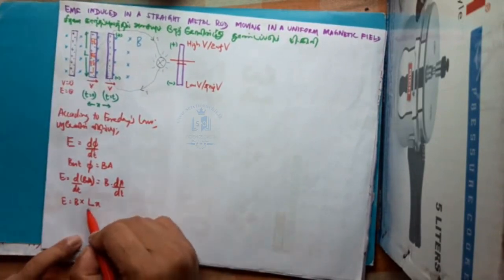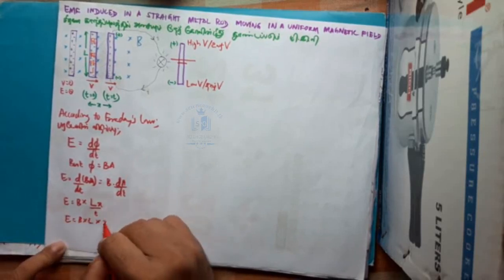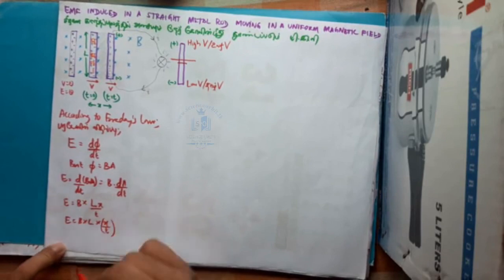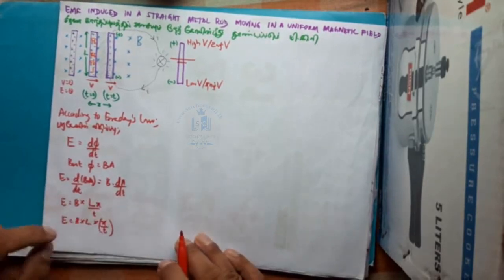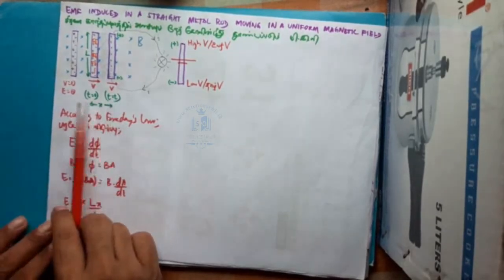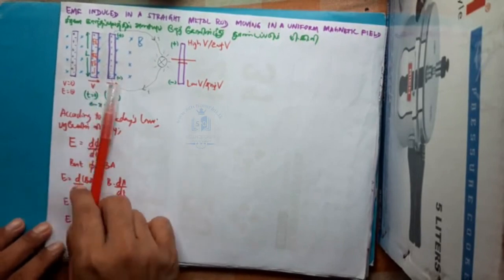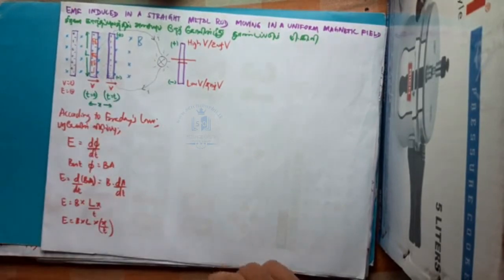And you have divided by time t. And I will make a small change. E equals B into L into x over t. Okay, x and t I am writing together. What is x over t? x is the distance travelled, t is the time taken. So when I divide distance travelled by time taken, that will give me the velocity or the speed.